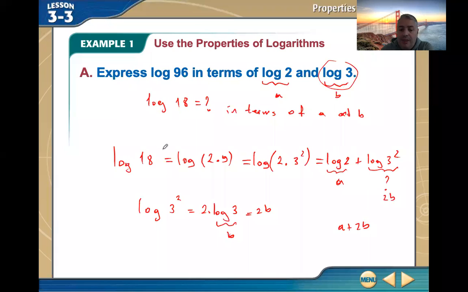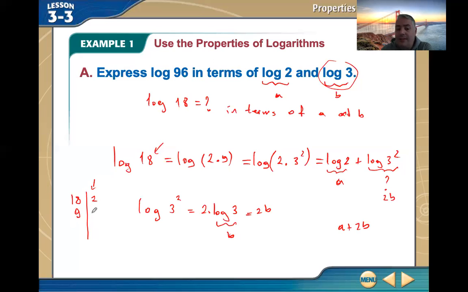Now, sometimes if we have a large number, even for 18 also we can do it, use prime factorization. What is prime factorization? We only write here the numbers which are prime numbers. We start by 2. 18 divided by 2 is 9. So again, should I write here 2? No, why? 9 is not divisible by 2.